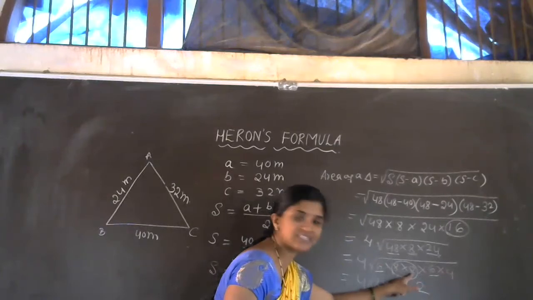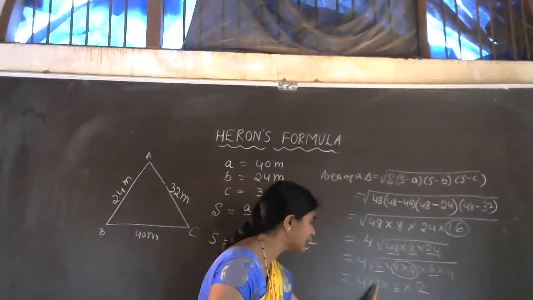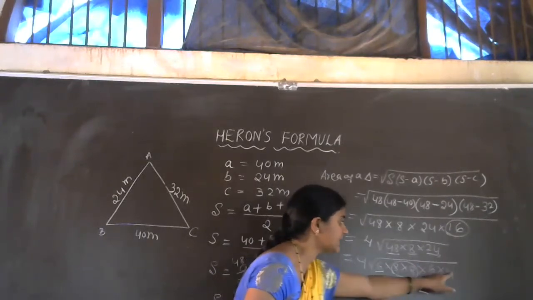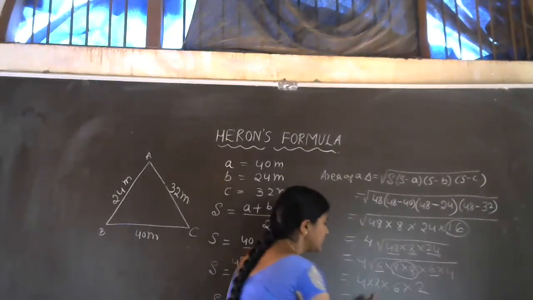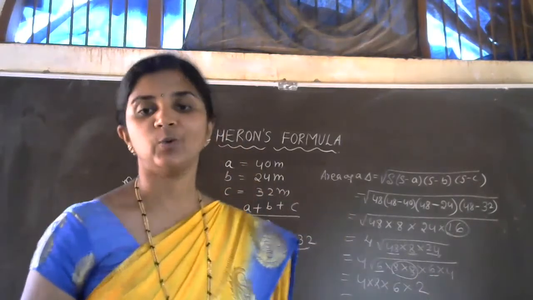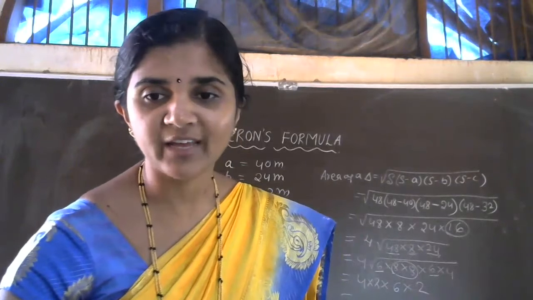8 8s are 64, and the square root of 64 is 8 again. Then 6 6s are 36, and the square root of 36 is 6. Then here the square root of 4 is 2. So we have to find the product of these 4, 8, 6 and 2. That is the area of the triangle.